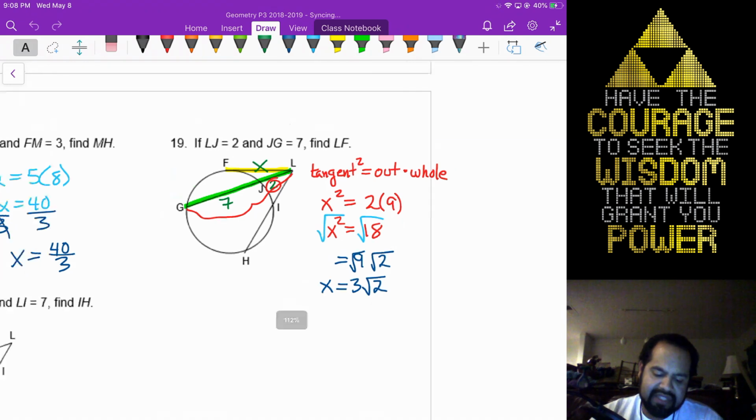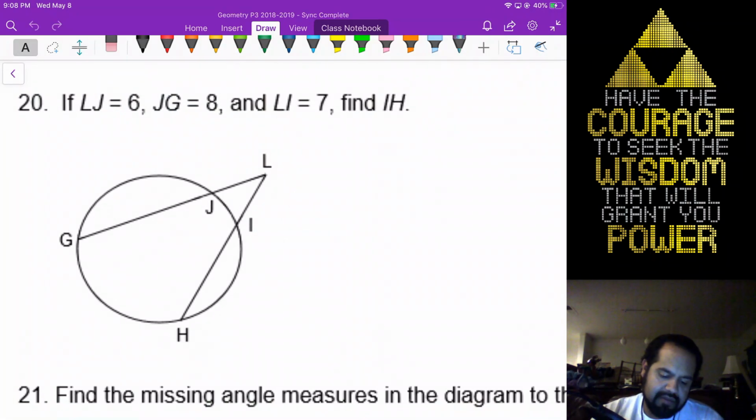I'm going to move on to 20. Ooh, this one looks like another outside times the whole. So then LJ is 6, JG is 8, LI is 7. We're trying to find IH, so that's our X.